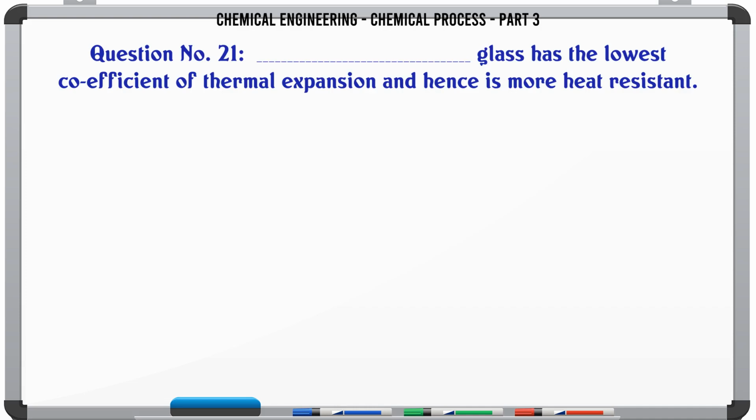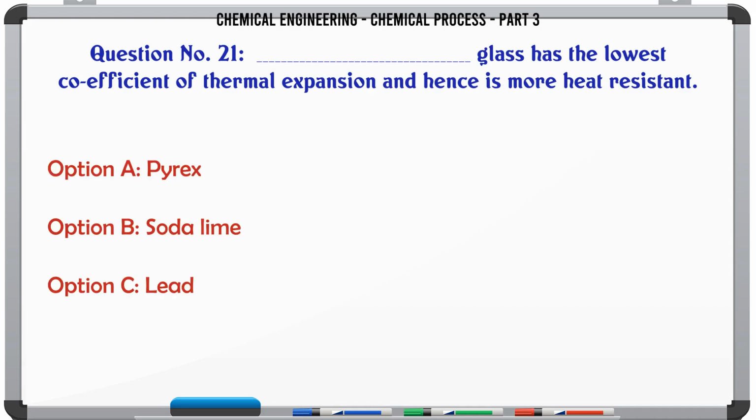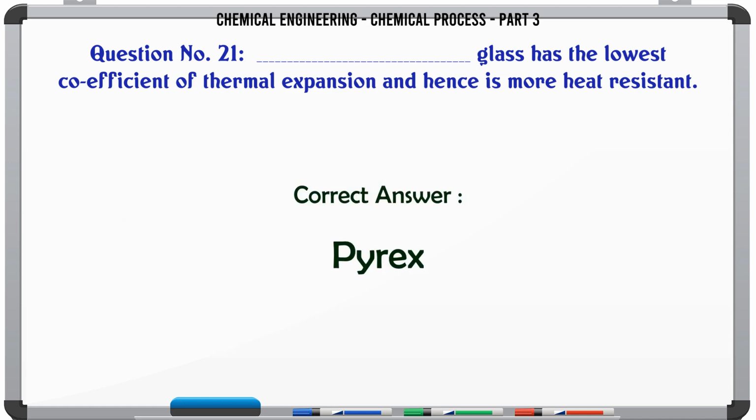Which glass has the lowest coefficient of thermal expansion and hence is more heat resistant? A. Pyrex, B. Soda lime, C. Lead, D. High silica. The correct answer is Pyrex.